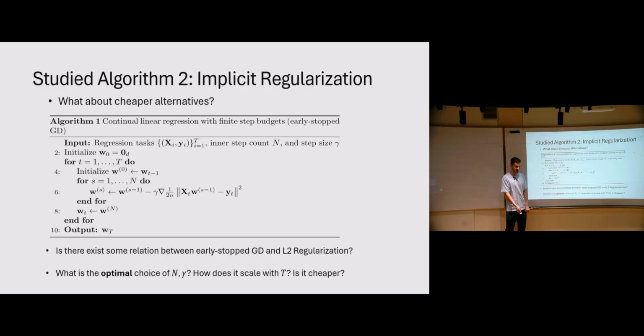How does it scale with the number of tasks? Once again, if we can't answer the first question, the second question would be very informative. Is it cheaper? If it is cheaper, then how close will the generalization loss in this case be to the explicit regularization?